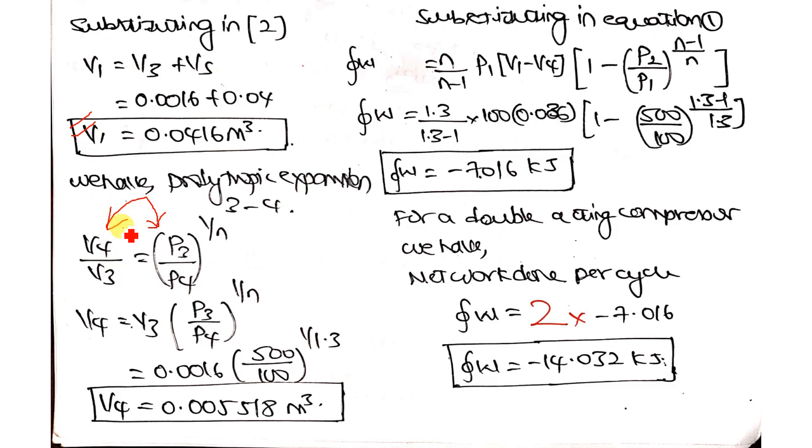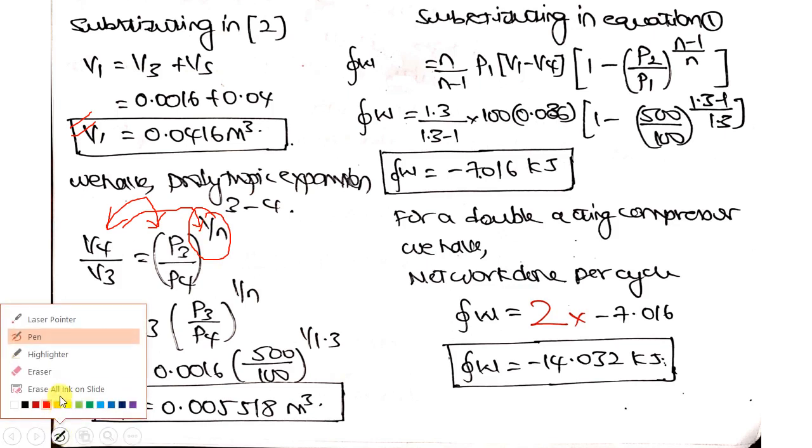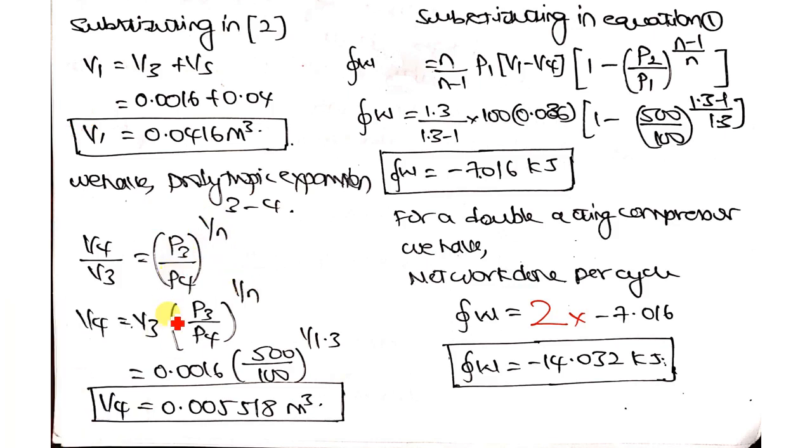So, substitute the values of V3, P3 and P4, which are nothing but P2 and P1. So, you will get the value of V4 here. Once you have the value of V4, you can use the work done expression like this. Substitute all the values, since all the values have been calculated. So, you will get the work done to be negative.